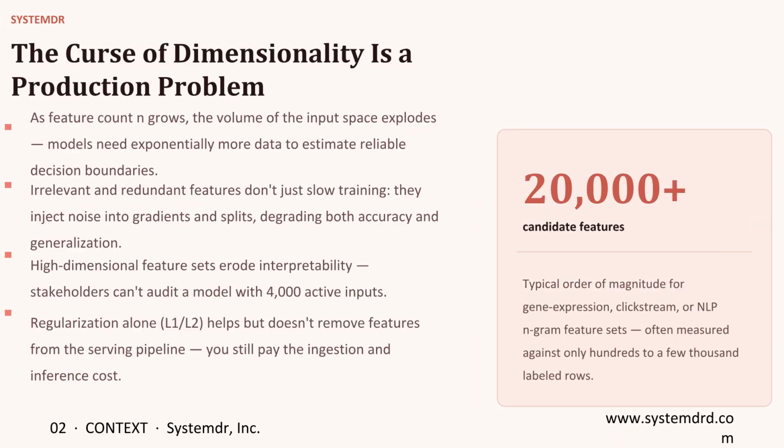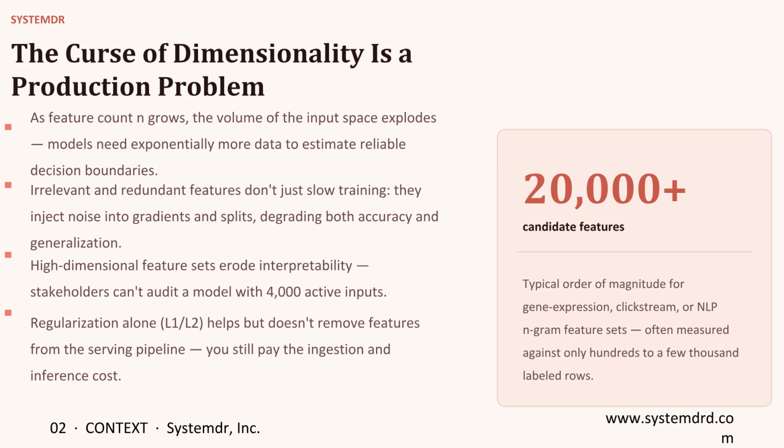Here's the core tension. As the number of features, n, grows, the volume of your input space explodes. Not linearly, combinatorially. Your model needs exponentially more data just to estimate a reliable decision boundary in that space. Most of us don't get exponentially more data. And it's not just a statistics problem. Irrelevant and redundant features actively hurt you. They inject noise into gradients, into tree splits, into every mechanism your model uses to learn. More features doesn't just mean slower training, it means worse generalization.